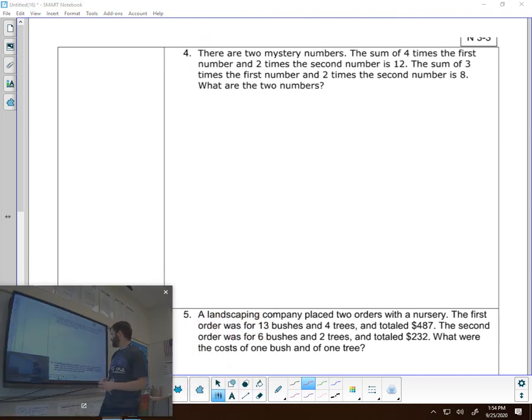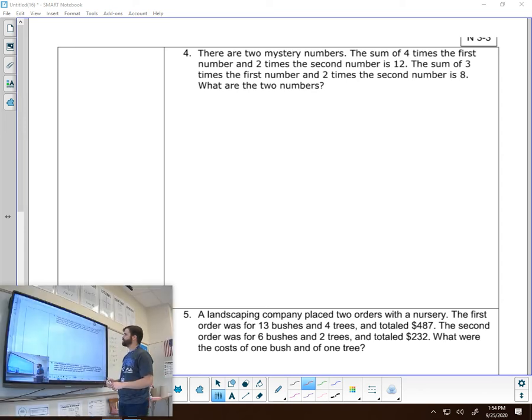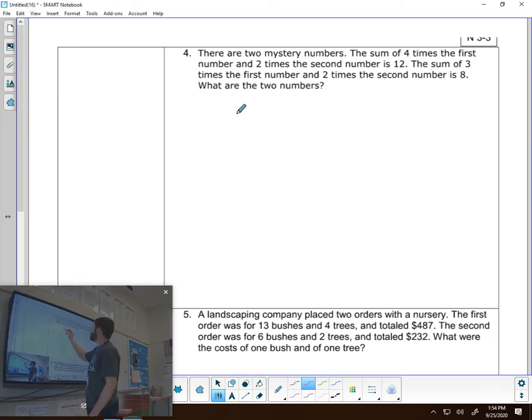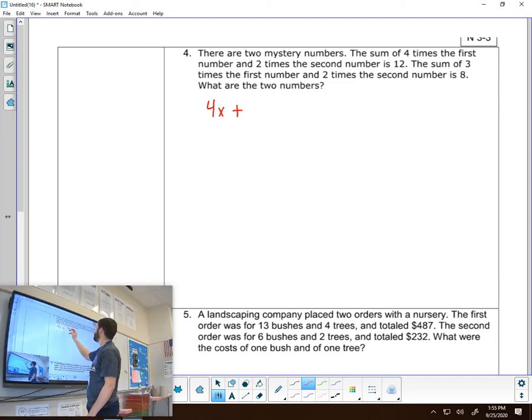Now I'm going to help you set these up, and then we're going to solve them pretty quickly. So first, number 4, there are two mystery numbers. We're just going to call them x and y. The sum of 4 times the first number, so the sum means the addition of 4 times the first number, plus 2 times the second number equals 12. Okay, there's one equation.